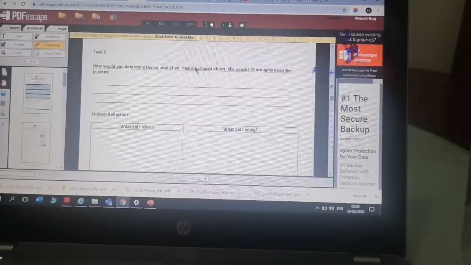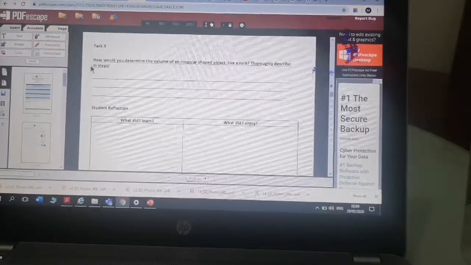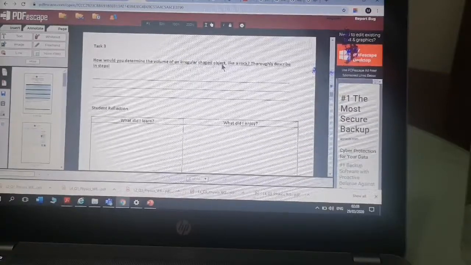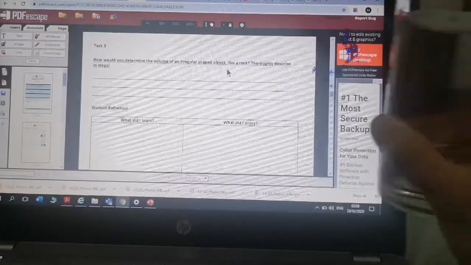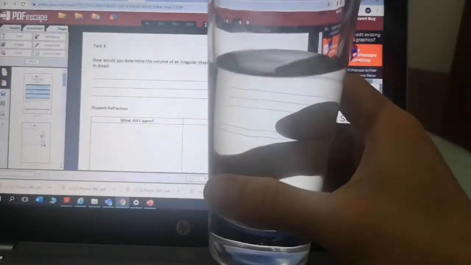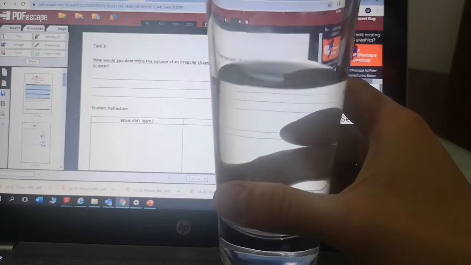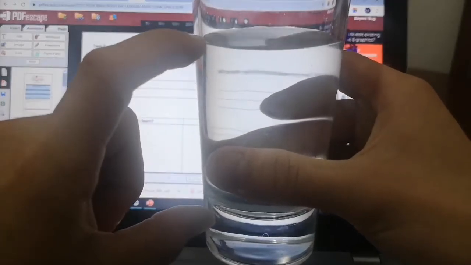So let's see how we would do that. My mouse will work. There we go. How would you determine the volume of an irregular shaped object? Now we can actually find the volume of liquids quite easily, because they take the shape of the container that they are in. So we could put this in a regular shaped container and find out how much volume there is here.